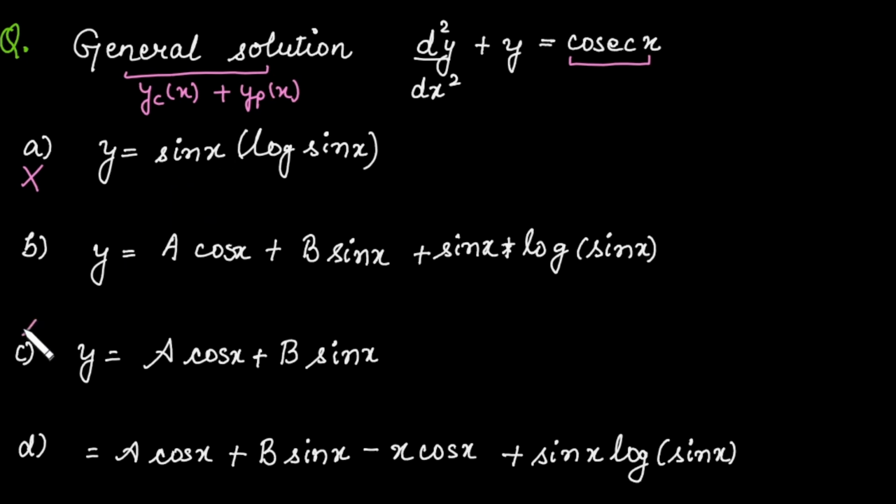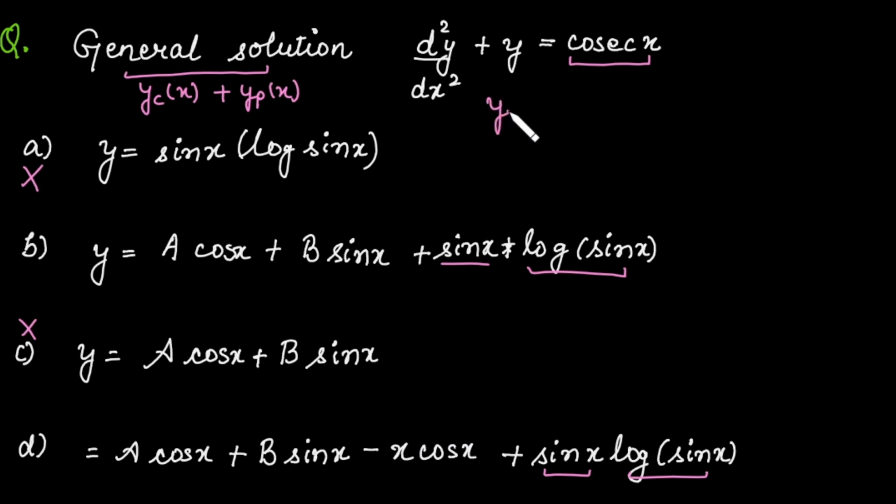Similarly, we can discard option C. It contains only the complementary function, not a particular integral. Now either option B is correct or option D. In option B, you can check, with the sin x term we have log of sin x. Even here we have the sin x term with log of sin x. So we just need to find whether we have this term in the particular integral or not. If not, then option B is correct, otherwise option D is correct.